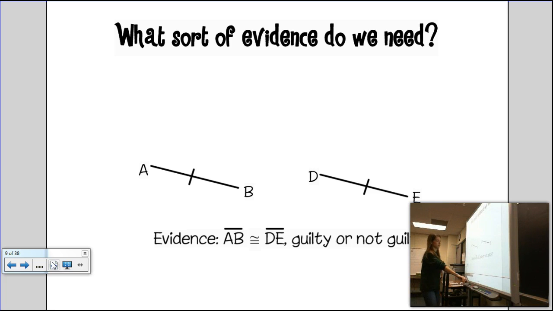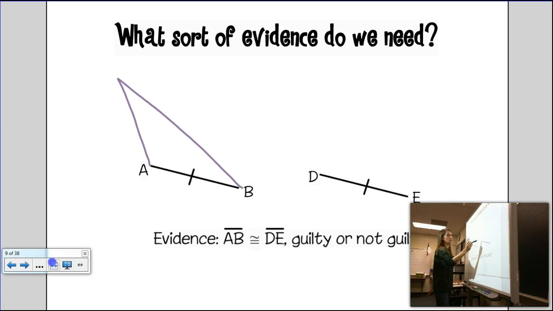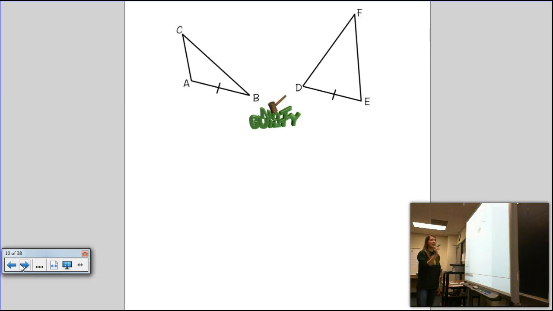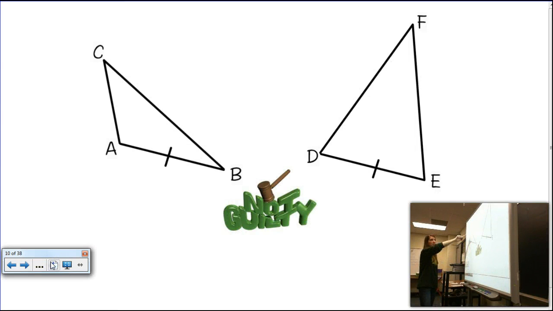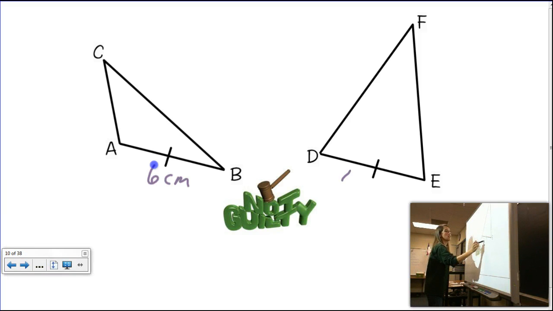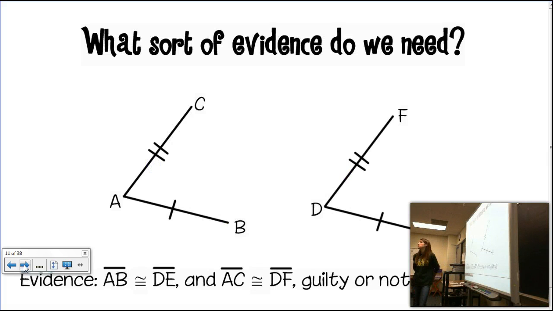So there's a triangle, and there's a triangle. This side is congruent to that side. Are those triangles congruent? No. Not even close. The answer was no. So if you have one side of a triangle congruent to one side of a triangle, those triangles are not necessarily congruent. That judge would say, not guilty, and that person would walk away because there wasn't enough evidence. Okay? So one side is not enough. Look, not guilty. See how that triangle is totally different from that triangle? Even though this measured the same, this is 6 centimeters, and this is 6 centimeters, that's not enough. Not enough evidence.